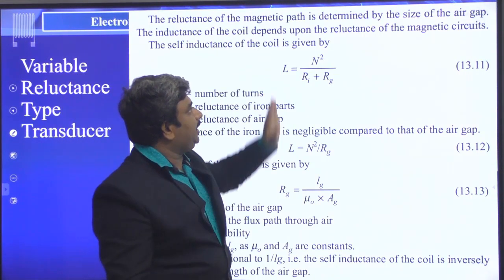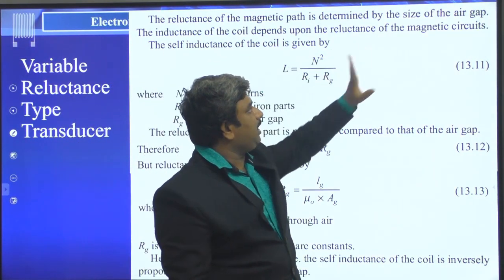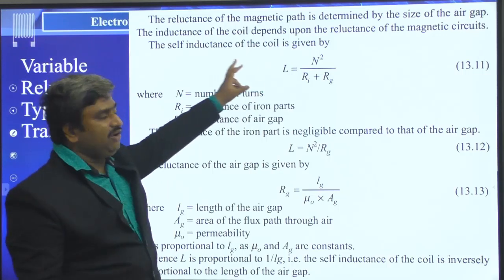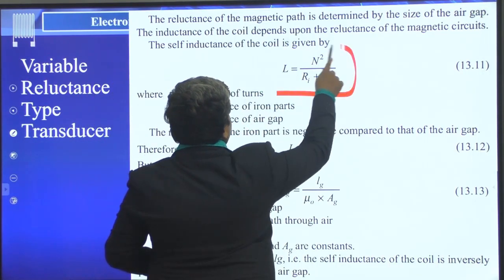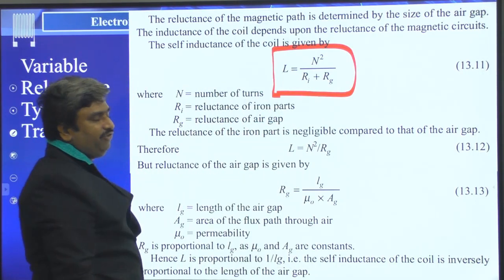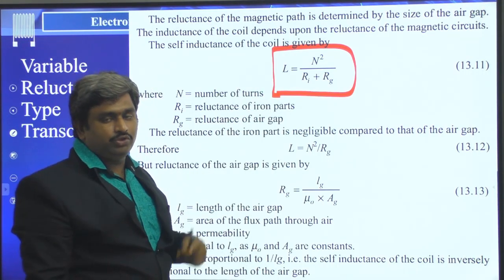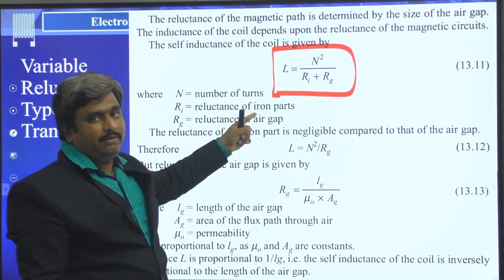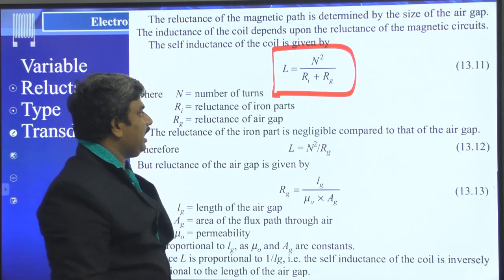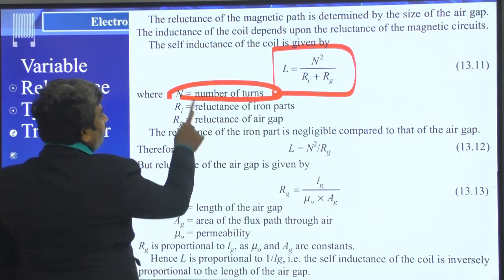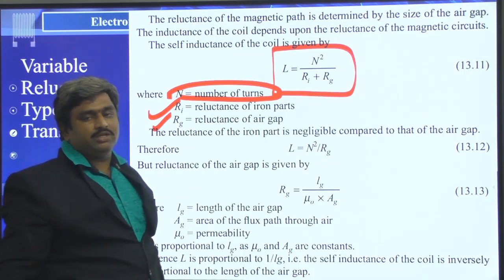The reluctance of the magnetic path is determined by the size of the air gap. The inductance of the coil depends upon the reluctance of the magnetic circuit. The self-inductance of the coil we are taking with this functionality, where L is the self-inductance of the coil, L is equal to N square by Ri plus Rg. Here I have used two reluctances, so L equals N square by Ra plus Rg, where N is the total number of turns, Ra is the reluctance of the iron parts, and Rg is the reluctance of the air gap.